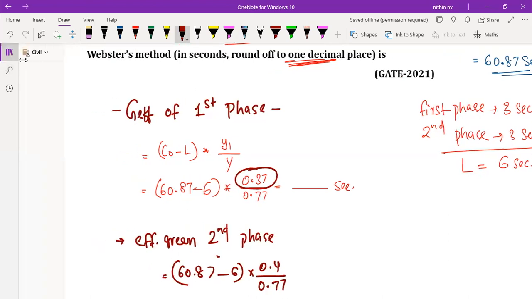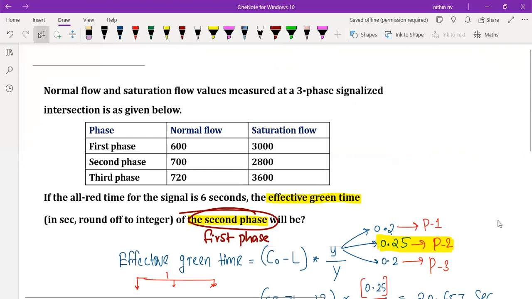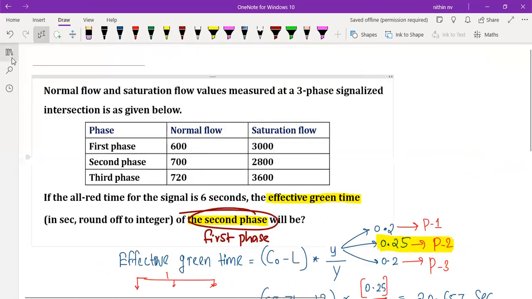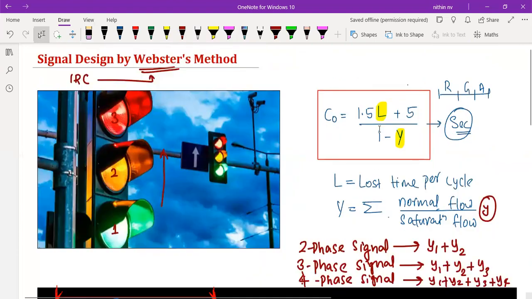So like that, always they will mention for which phase you need to calculate the effective green time. Understood, guys? So we have discussed too many things in this session. The calculation of optimum cycle time, the calculation of capital L value separately they can ask, okay, by giving the phase as well as by giving the all red time. Then we can use this equation. What is the meaning of this critical flow ratio? Okay, the critical flow ratio will be always less than 1. That also can be a question.